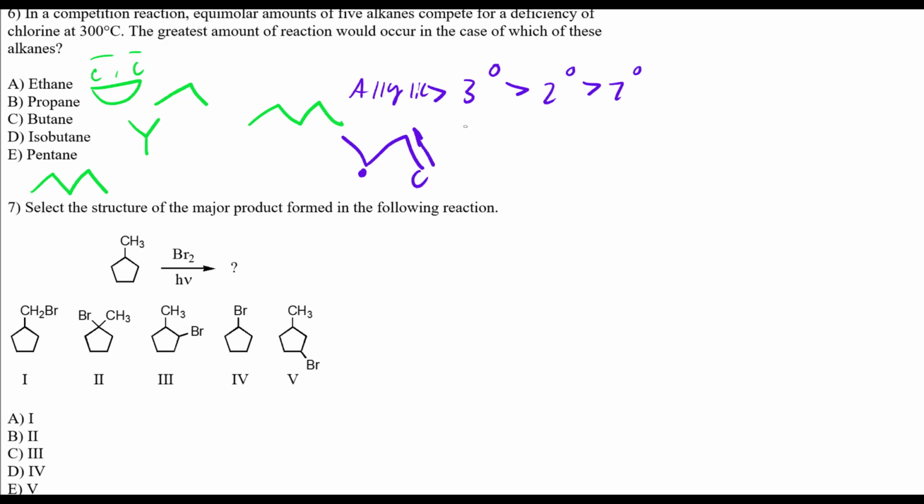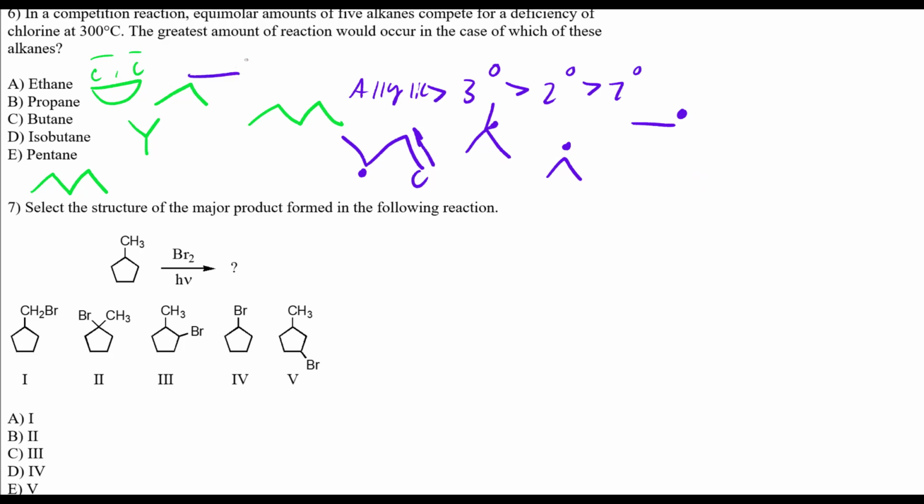Now a tertiary is going to be like this. That's a tertiary. That's really good. It's like the best one if you don't have allylic. A secondary is this guy. And a primary is this guy. So you can see what happened.